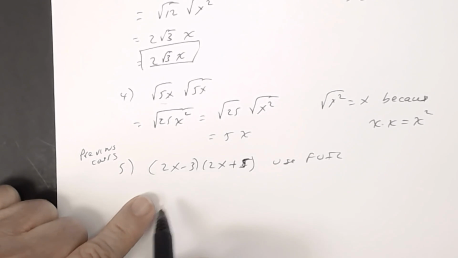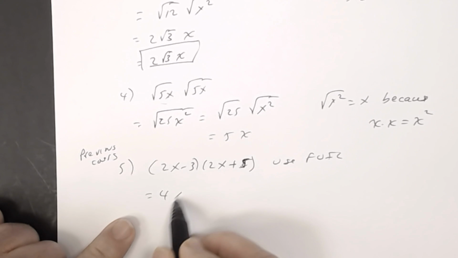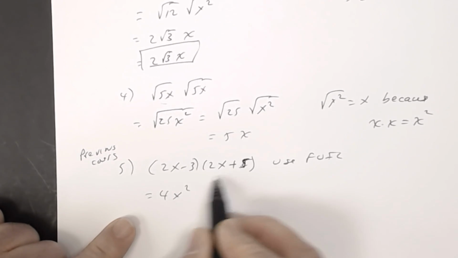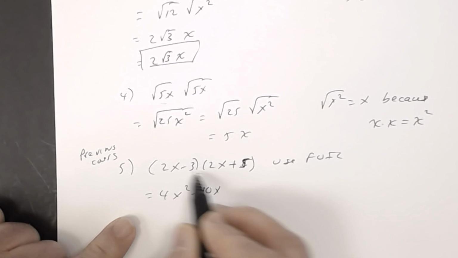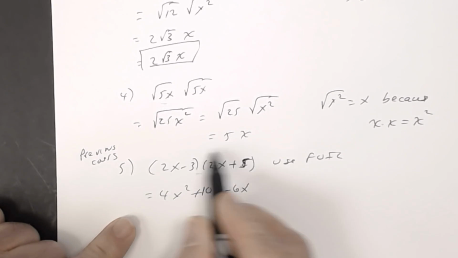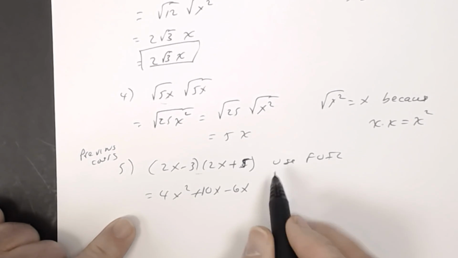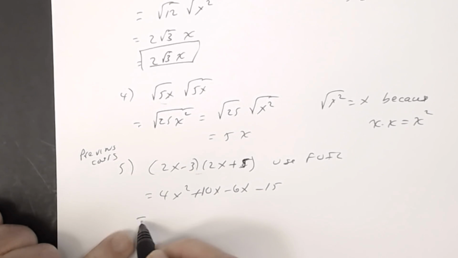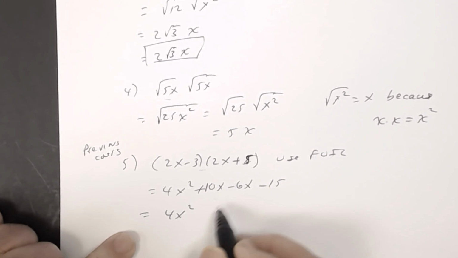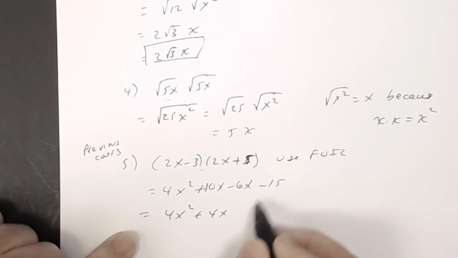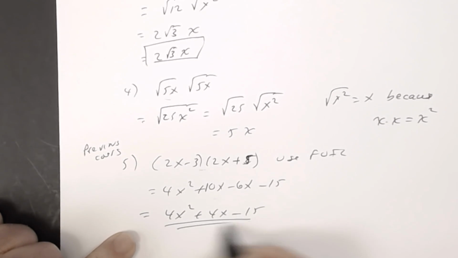So what's 2x times 2x? Well, that's 4x squared. What's the outer? Well, the outer is 10x, right? What's the inner? Well, that's a negative 6x. And what's the last? Negative 3 times 5 is a negative 15, right? So now combining like terms, I get 4x squared. 10x and a negative 6x is 4x. And then minus 15. Okay?